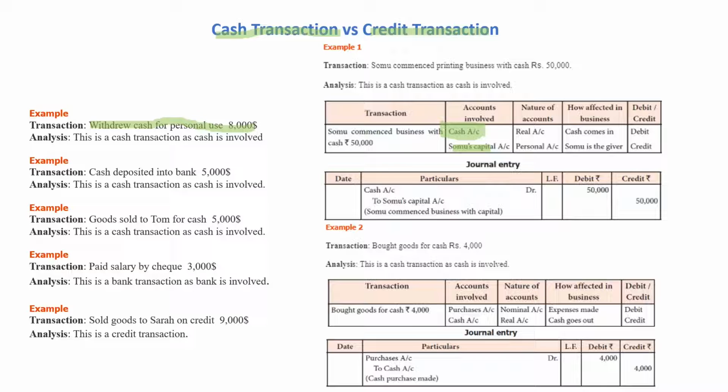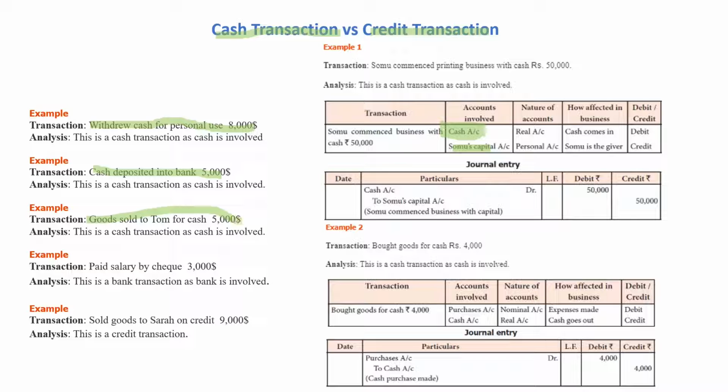Withdrew cash for personal use, $8,000. You went to the bank and you withdrew some money from your business account. The bank gives you the money. This was a cash transaction. Cash deposited into the bank. You took some cash and went to the bank. Here, this is the involvement of cash.